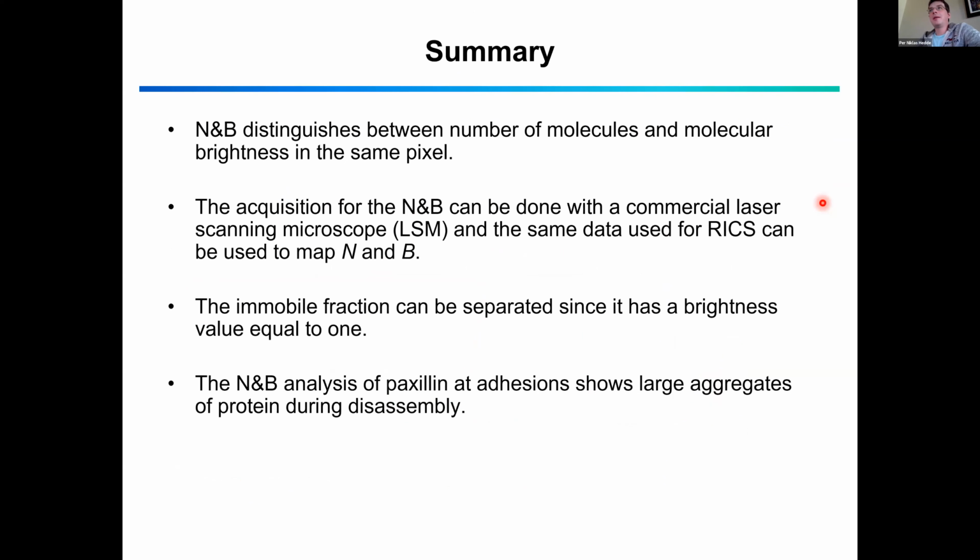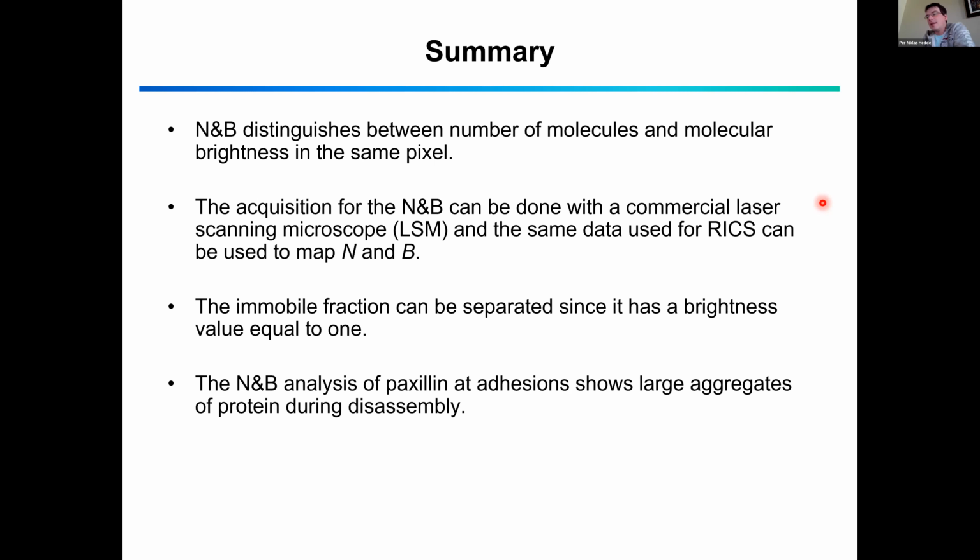So to summarize, number and brightness distinguishes between the number of molecules and the molecular brightness in the same pixel. The acquisition for number and brightness can be done on laser scanning microscopes, including a commercial system, provided that you did the test to figure out if it's a true photon counting system or an analog system where you have to measure the correction factors. The other advantage is that you can also analyze RICS data with number and brightness. So it's kind of double purpose. You collect one data set and you can do both kinds of analysis.